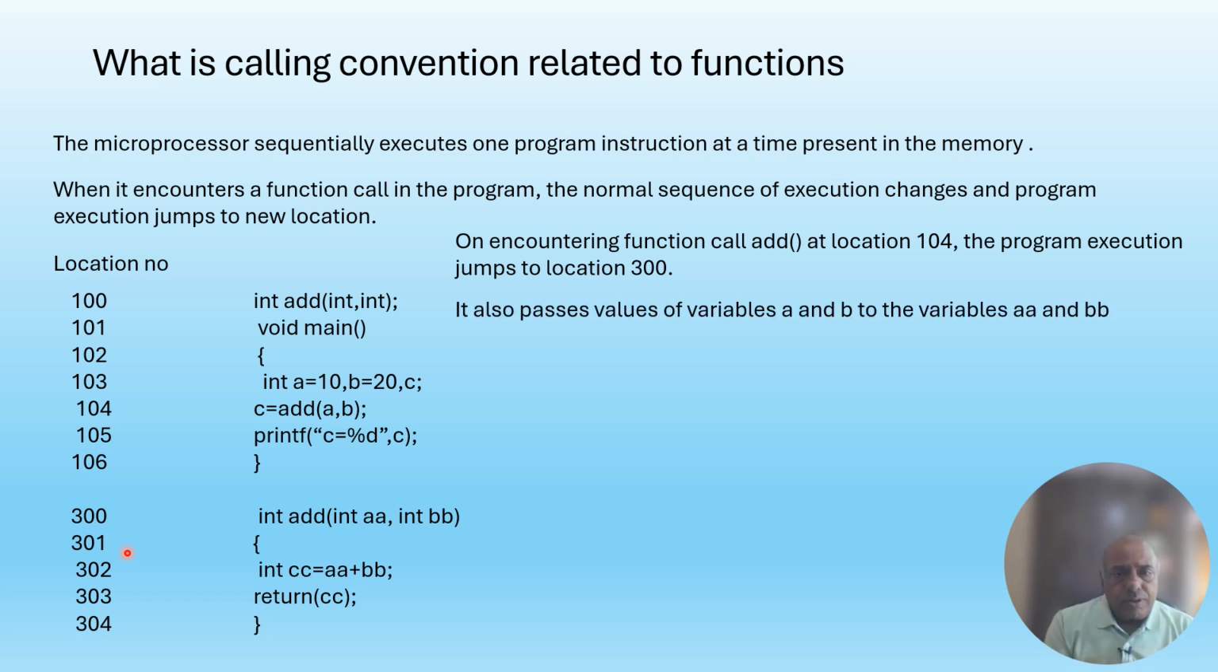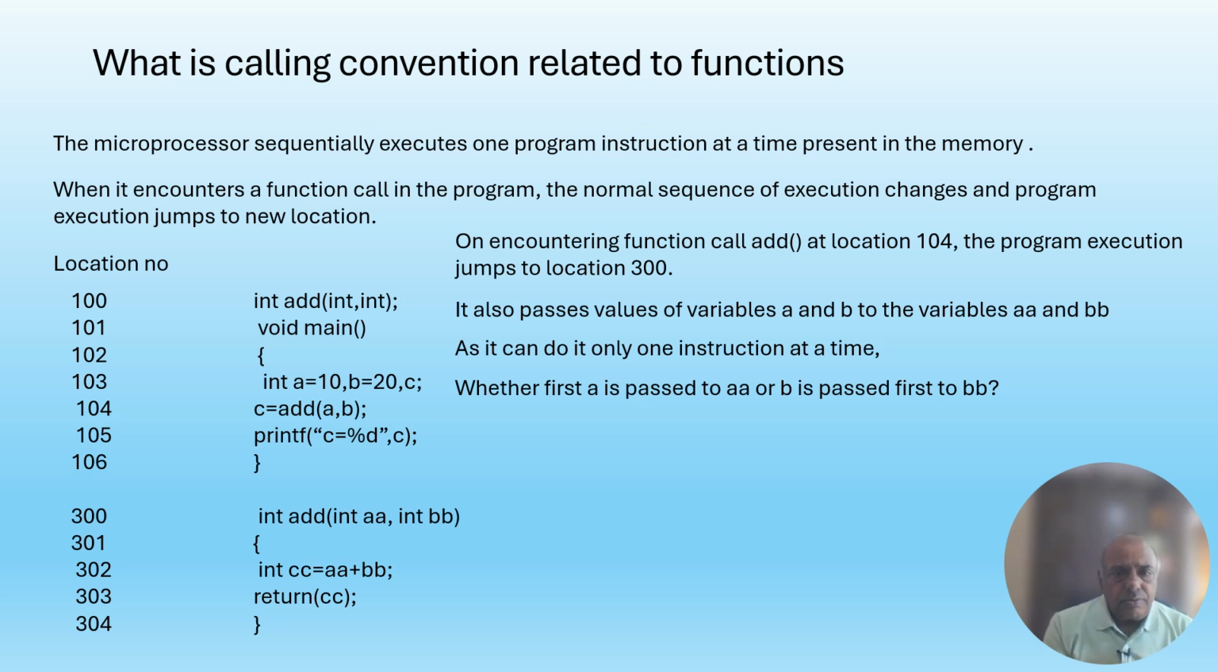So when the program jumps from location number 104 to 300, at that time it also passes the values of variables a and b to the variables a and bb, which are the arguments or the formal arguments of the function definition. Since a microprocessor can execute only one instruction at a time, it cannot pass the values of a and b to a and bb parallelly. It has to be done sequentially.